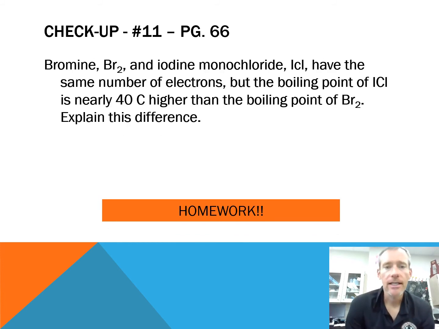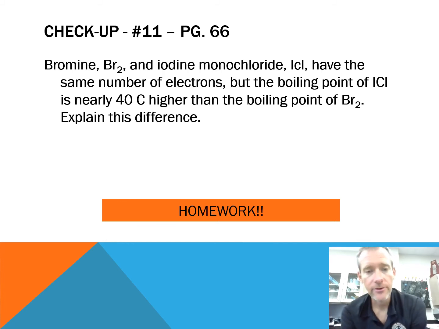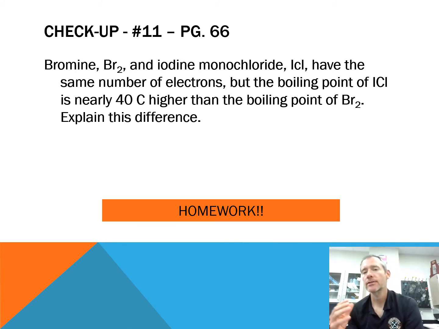Question 11 is that bromine and iodine monochloride had the same number of electrons, but the boiling point of ICl is nearly 40 degrees higher than the boiling point of bromine. Explain this difference. So again, if they have the same number of electrons, you're not looking at VDW. You're looking at what force does bromine have and what force ICl has. And that's going to help you determine the difference in boiling point.